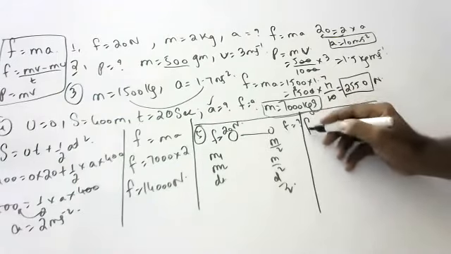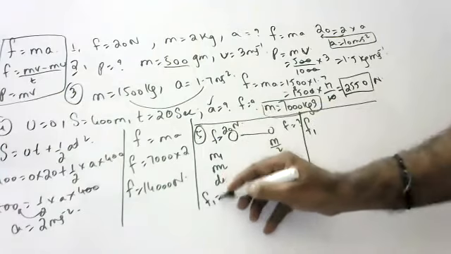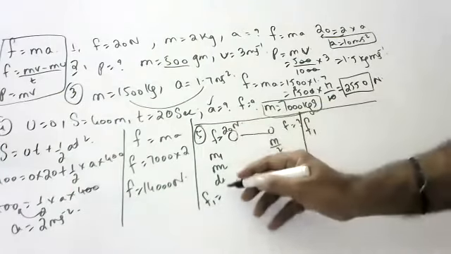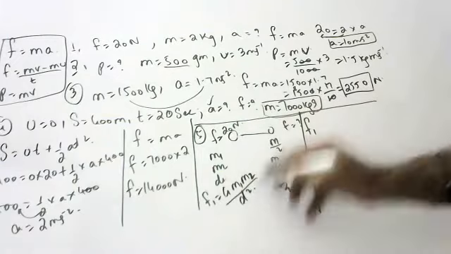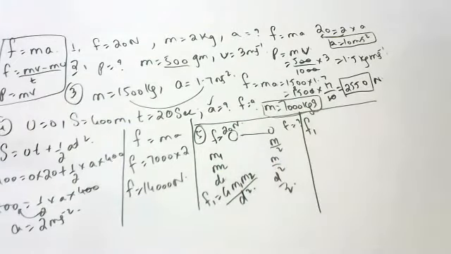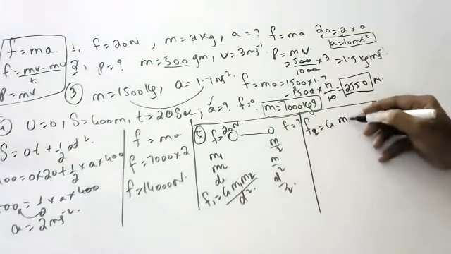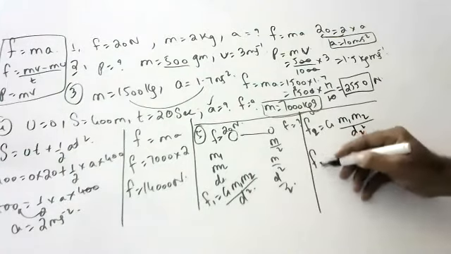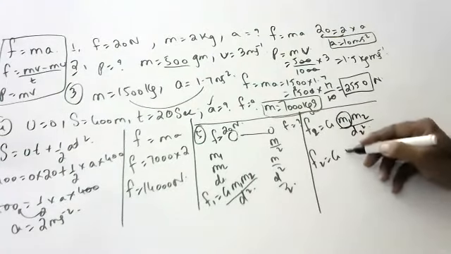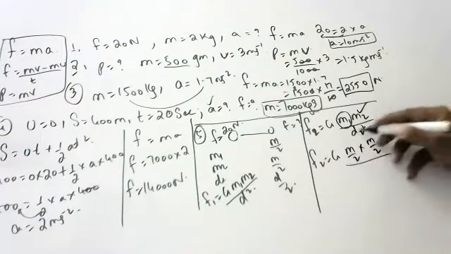I hope everyone of you knows. Children, F1 we will write as what? G M1 M2 by D square. Everyone should use that, children. And F2 we will write G M1 M2 by D square. So F2 is equal to G, M1 is becoming half, M2 is also becoming half, D also becoming half.